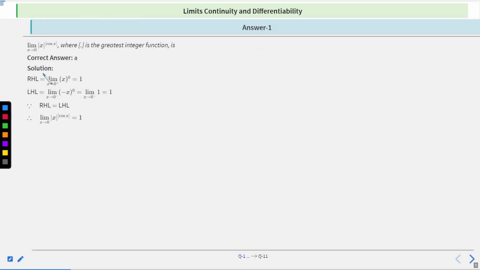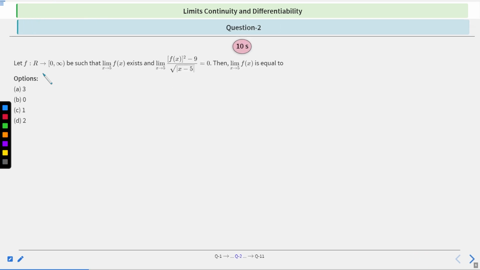Now let's move to the next question. It says if function f is defined from 0 to infinity such that the limit as x tends to 5 of f(x) exists and the limit as x tends to 5 of (f(x) squared minus 9) upon root over |x minus 5| equals 0, then the limit as x tends to 5 of f(x) is equal to. So you have 10 seconds to solve this question. After 10 seconds, we will discuss the solution.